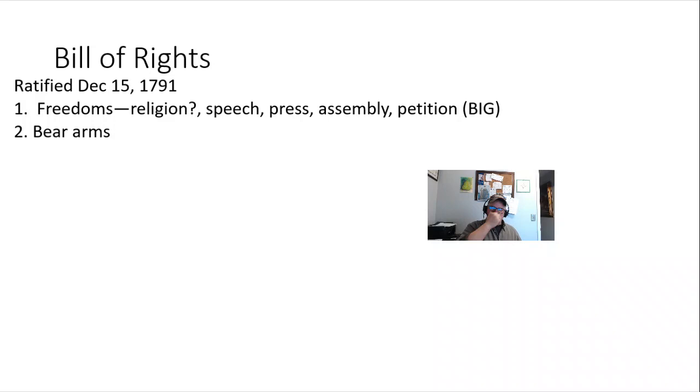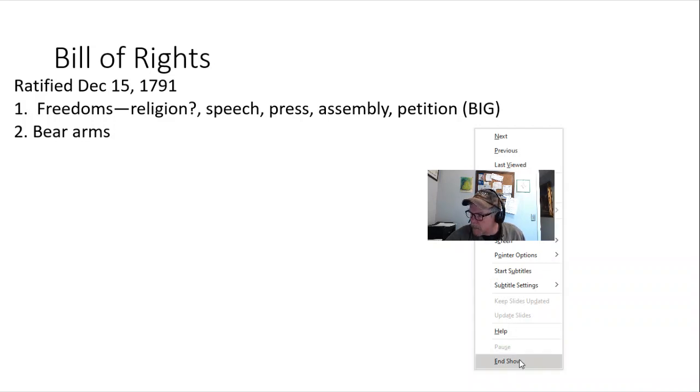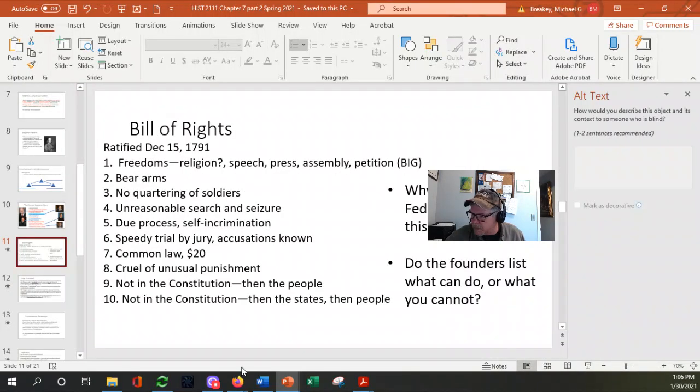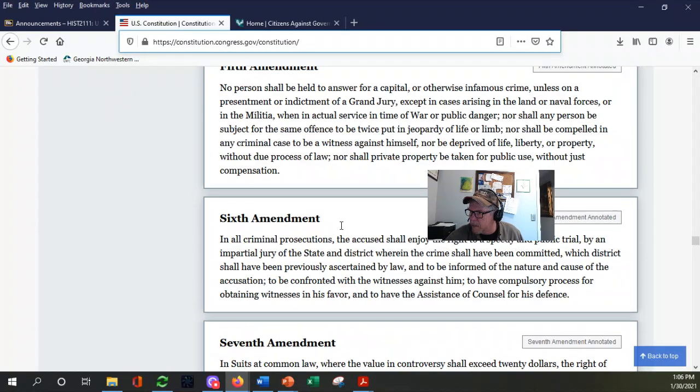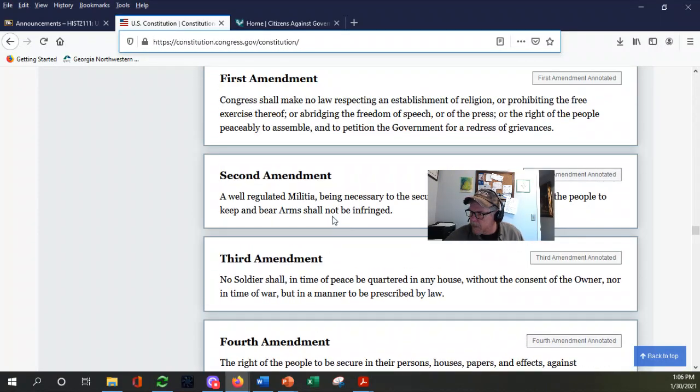Right to bear arms. This one gets oversimplified as well. Read the whole thing. In fact, let's do it. A well-regulated militia being necessary for the security of the state, right? That's off the top of my head. Let's see if I got it right. Look at that. The right of the people to keep and bear arms shall not be infringed.